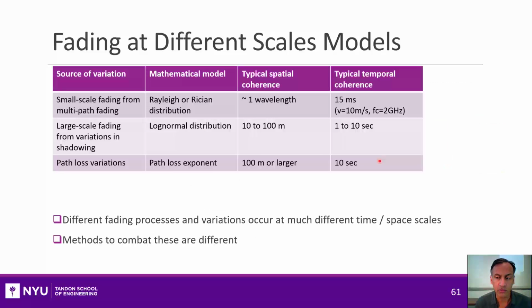So we can summarize that, if you like, in this table which I've tried to put here. Here are our three mechanisms for variation: the small-scale fading, the large-scale fading due to shadowing, and then the path loss variations. And for each one of these, we have some kind of mathematical model, like the Rayleigh distribution, or a log normal distribution for the large-scale fading, or a path loss exponent. And each of these occurs at a much different spatial coherence or temporal coherence, depending on whether you have motion. Some being in the orders of meters or even less than meters, and some being in the orders of tens or even hundreds of meters.